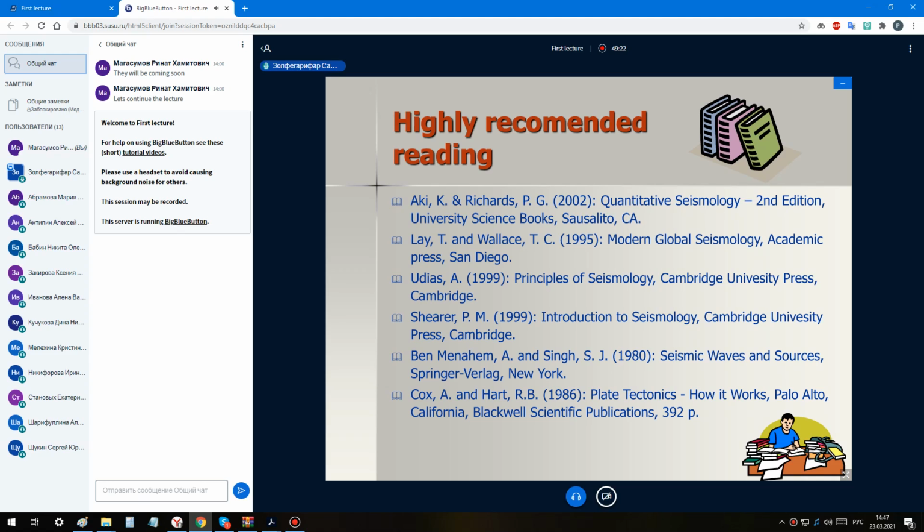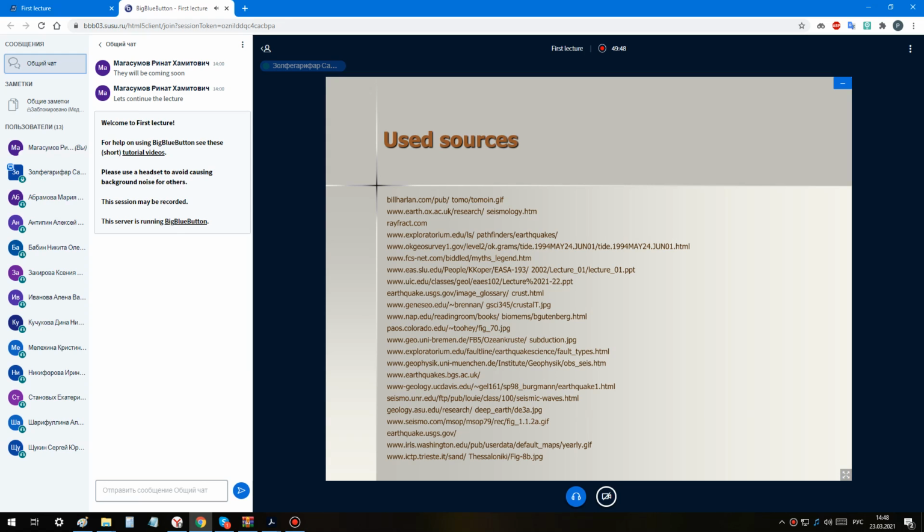Here is some highly recommended reading, some references and sources you can use to study more about these equations. Some other sources you can use for study more and investigation.